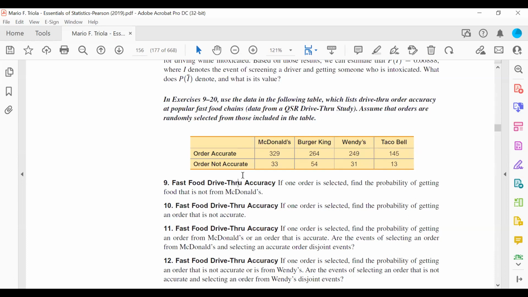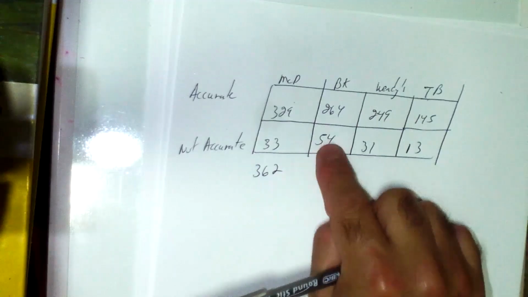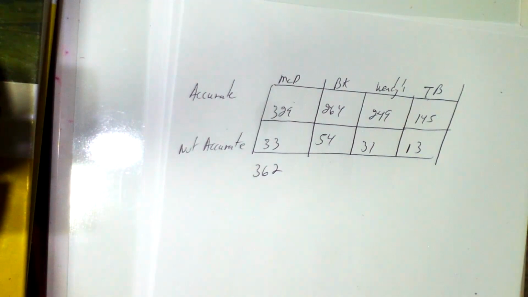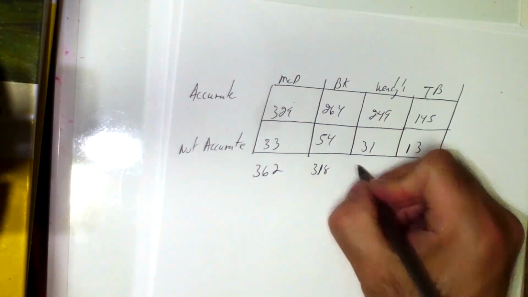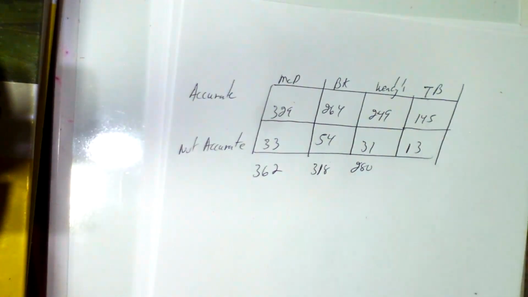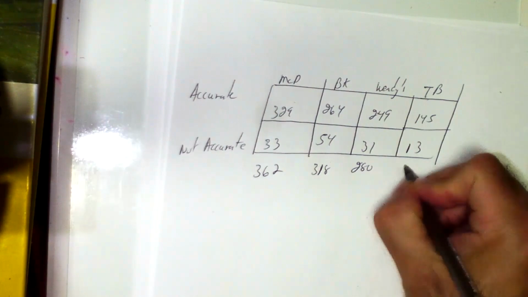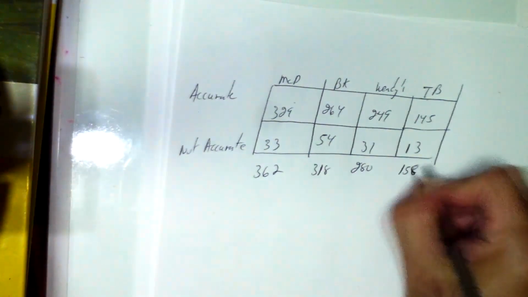All right, so for the first column, I got 362. Second column, 318. Third column, 249 plus 31, 280. And the Taco Bell column, 145 plus 13 is 158.